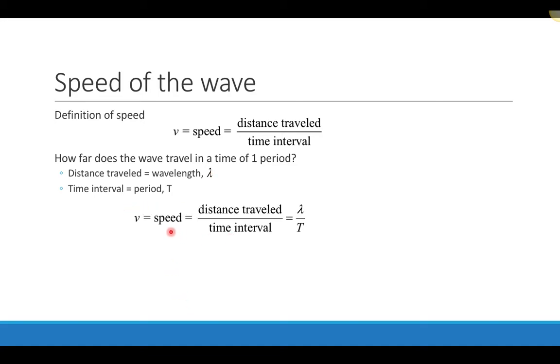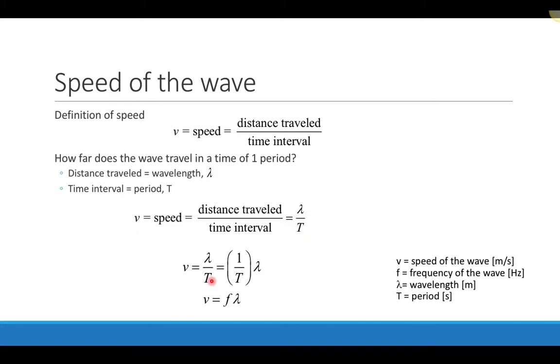So plugging those values in, using the fact that the distance traveled is a wavelength, and the time interval that that wave travels that distance is a period, we see that the speed of a wave is just the wavelength over the period. If we pull out 1 over the period from this expression, I could factor out 1 over the period, and I realize that 1 over the period is just the frequency. So another way to write this expression for the speed of a wave is that the speed of a wave is the frequency multiplied by the wavelength.